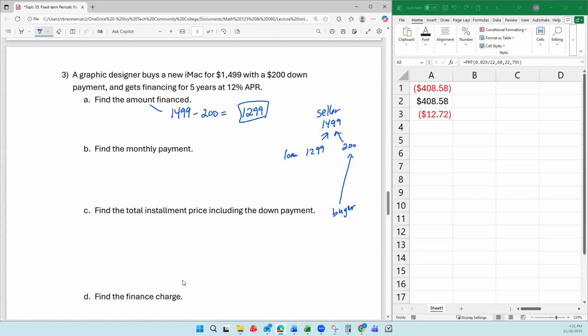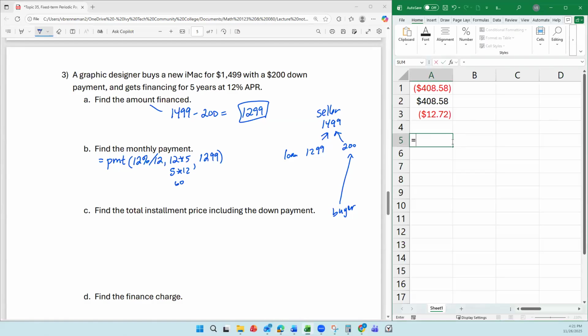The monthly payment for the loan is going to be equals PMT. It's going to be 12% APR, so 12% divided by 12 for 5 years, so 12 times 5. You can do the calculation if you want, but you can just let Excel do the calculation. Asterisk for multiplication, you could do 5 times 12, you could do 60. And then putting the amount borrowed, the $1,299 in there. So equals PMT parentheses 12% divided by 12, comma, you do 12 times 5 here, comma, $1,299.